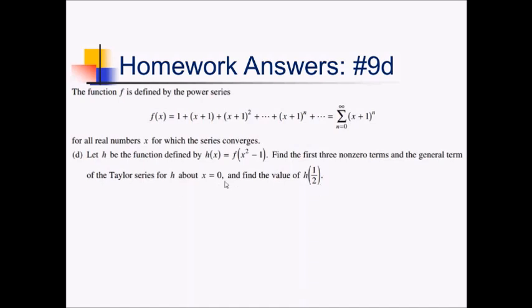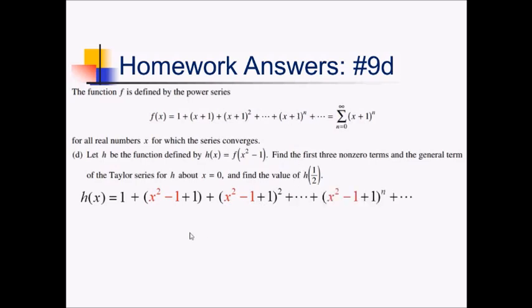Okay, well, let's start by figuring out what h looks like algebraically. H is just f with x squared minus 1 as the input. So I'm just going to go up here to the f series and plug in x squared minus 1 wherever I see an x. So I've got a 1 to start with, nothing new there. But now I'm going to plug this in red so you can see it. I'm going to have x squared minus 1 plus 1. Next, x squared minus 1 plus 1 squared. And then x squared minus 1 plus 1 to the n, and so on and so forth.